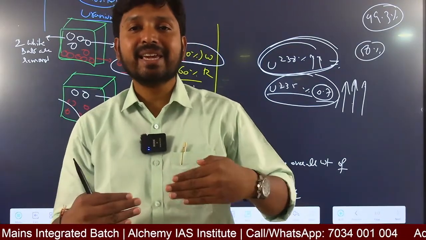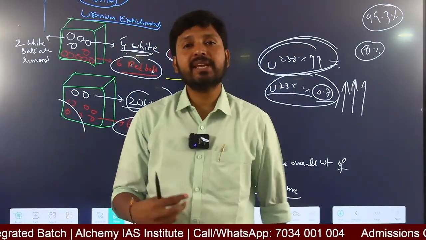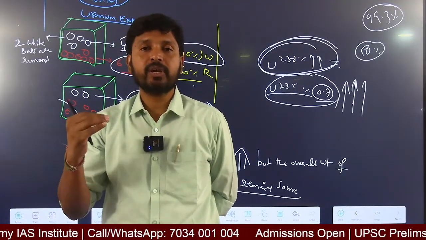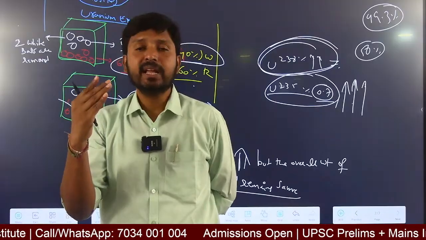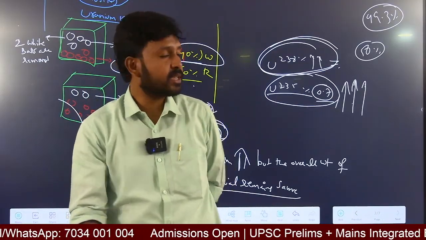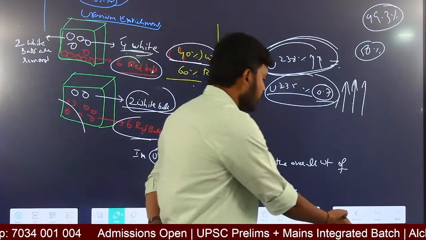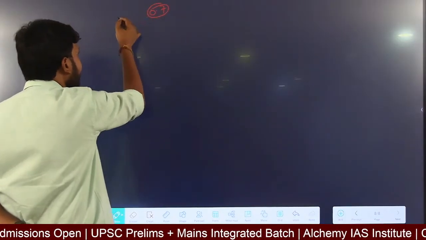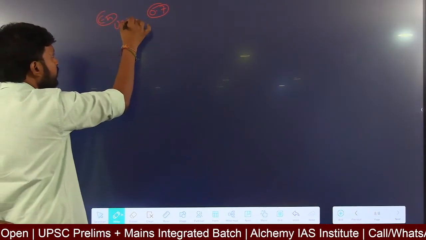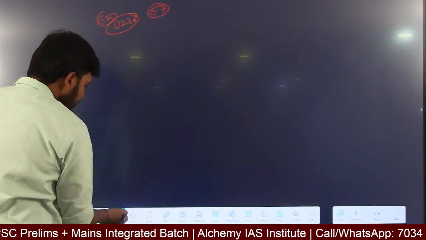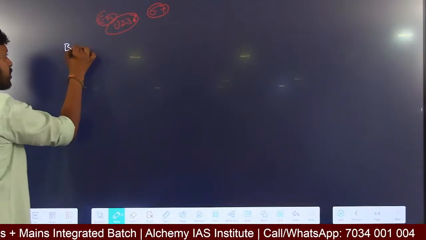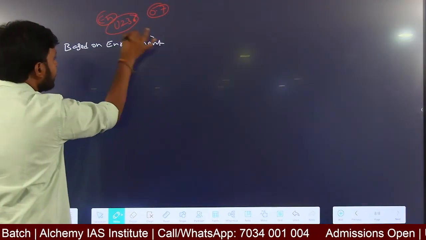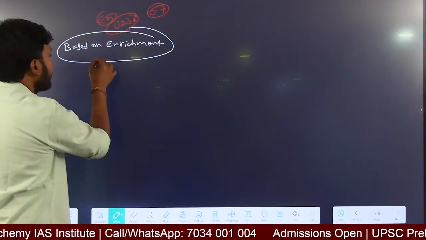It is nothing but increasing the proportion of fissile material in the uranium ore. So in natural uranium, if you try to increase the proportion of fissile material, that technique is called uranium enrichment. We have seen that naturally only 0.7 percent of uranium-235 is there. Based on the enrichment, there are different types of uranium enrichment.